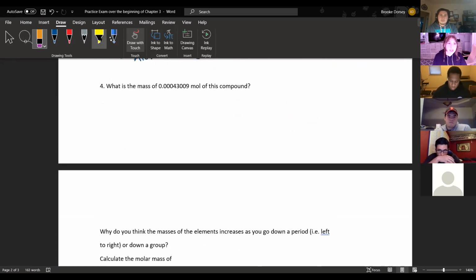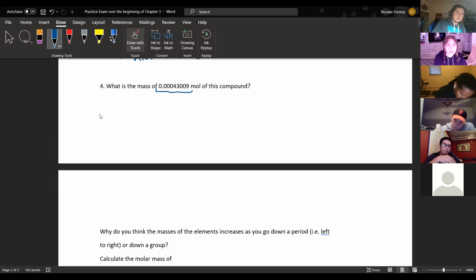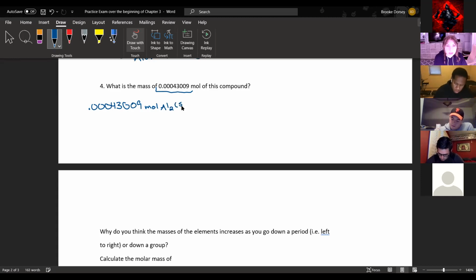Awesome. So let's continue on. What is the mass of 0.000430009 mole of this compound? So we start with what's given. So what's given to us? The moles. The moles? Yep. And that's moles of what? Aluminum sulfate.